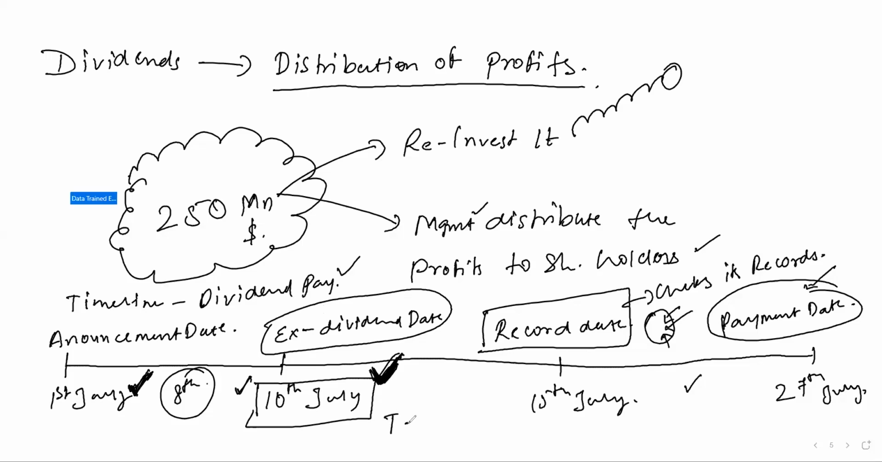Some countries follow T+2 settlement. Some countries follow T+1 settlement. India follows T+1 settlement. So on 10th July, if the shares are being delivered to your account, then you will be entitled to the dividend. If the shares follow a T+2 settlement cycle, then when you buy on 9th, you will receive them on 11th and you won't be entitled to the dividend.